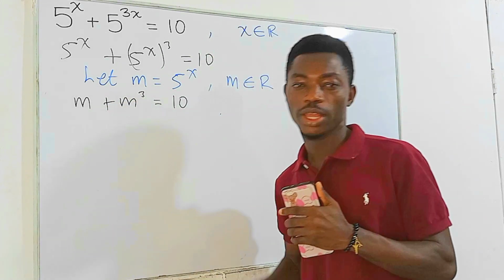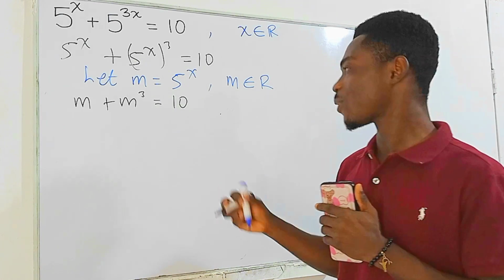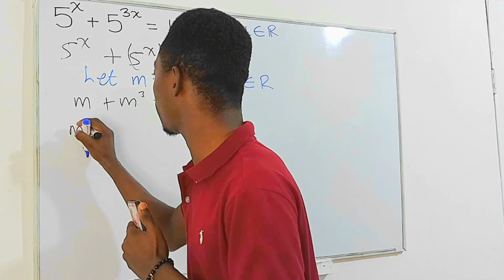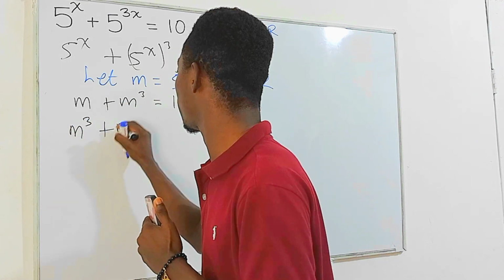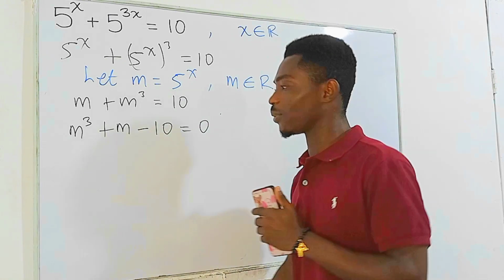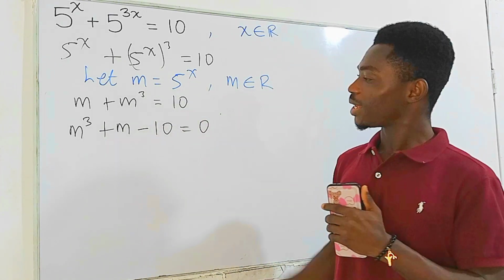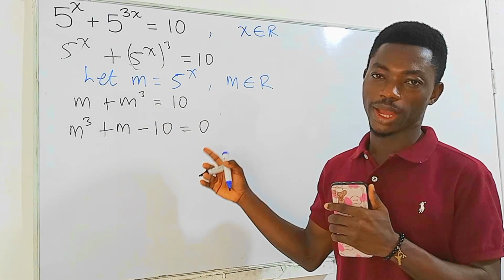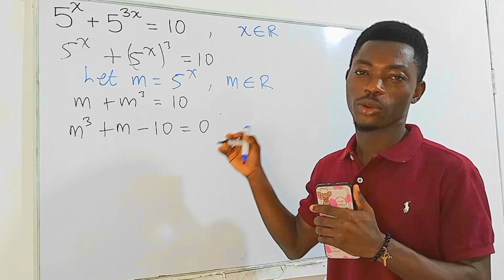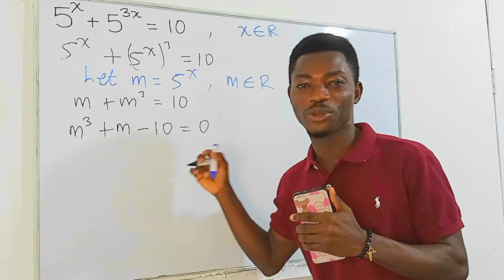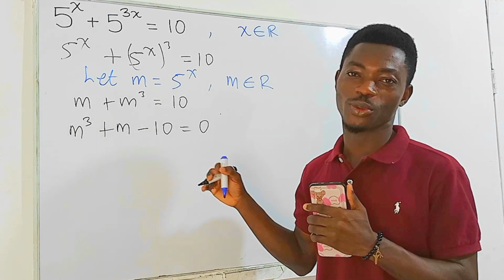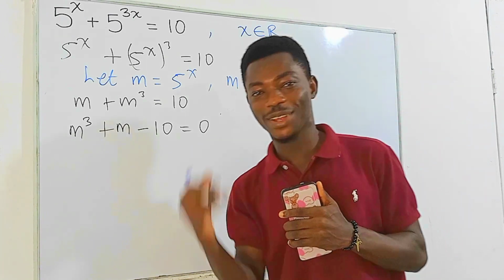And this time we have a cubic equation. Now, of course, we have to rewrite it in the general form. That is m to the third power plus m minus 10 is equal to 0. Great. Now this time, there are so many ways that we can tackle this cubic equation. We can use the cubic formula. We can also find one of the factors and then use it to find the other factors. But this cubic equation is one of the easiest cubic equations.